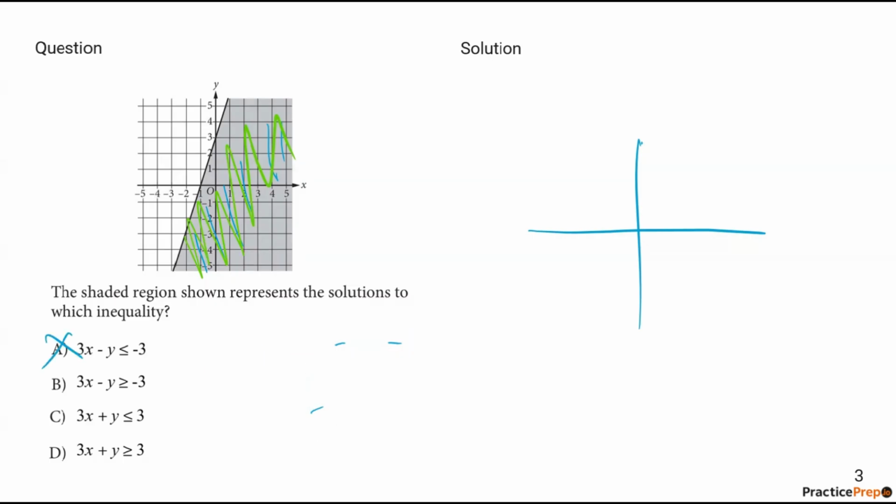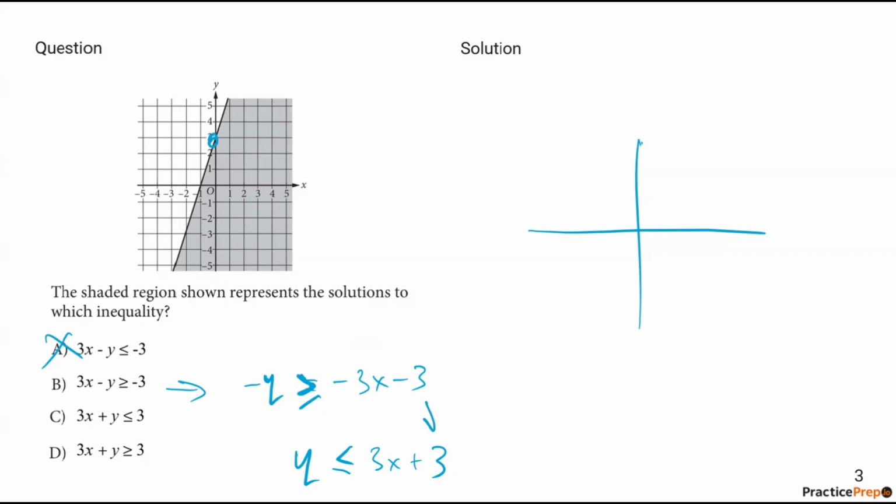Let's take a look at B. Let's bring it to slope-intercept form. Well, actually, if you do that, negative y is going to be equal to negative 3x minus 3. And oops, by the way, forget about the sign. And y is going to be less than or equal to 3x plus 3. Indeed, this looks like a line with a plus 3 y-intercept. The shaded region is below the line. This is less than or equal to.